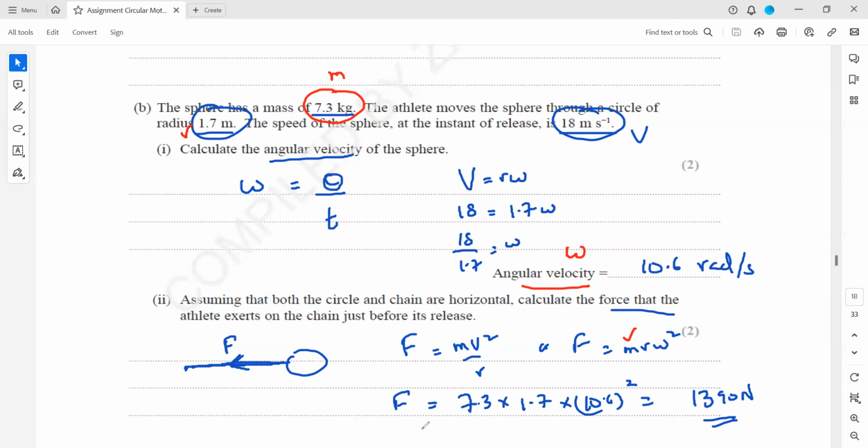Is it clear? Part B, 1 and 2. Anyone having a doubt or a question in this?